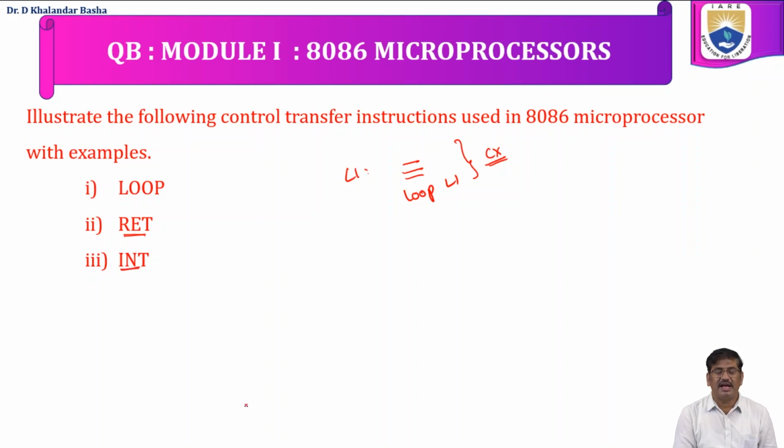The next one is the INT instruction, which is for generating a software interrupt. The syntax of the instruction is INT type, where the type is 8-bit in size, ranging from 00 to FFH. So a total of 256 different types of interrupts can be generated by using the INT instruction.